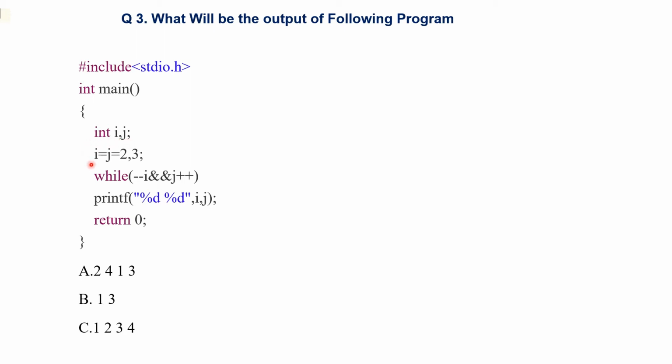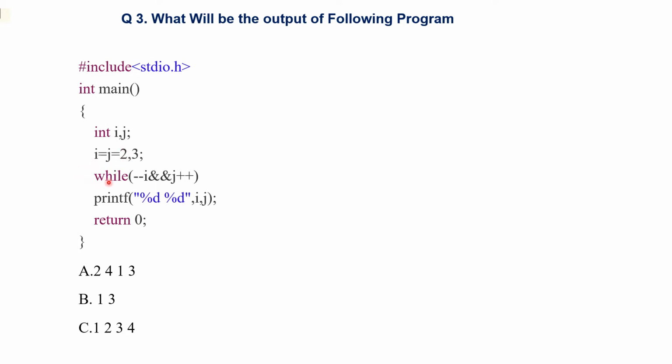The next statement here is the assignment statement, where I equals to j equal to 2 comma 3 is here. So here in this statement, I equals to j equal to 2 will be considered. That means values of I and j will be equal to 2, and after that this 3 will be ignored, but no syntax error will be displayed because there is no syntax violation. So hence with this statement, value of I and j will be assigned the value 2 only.